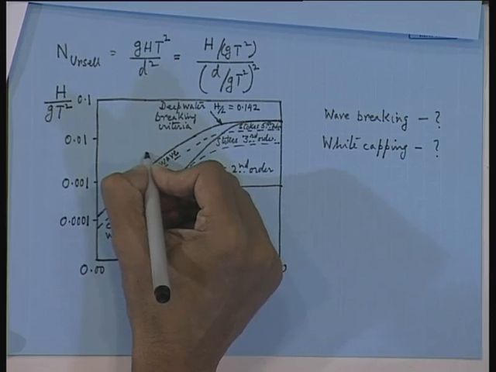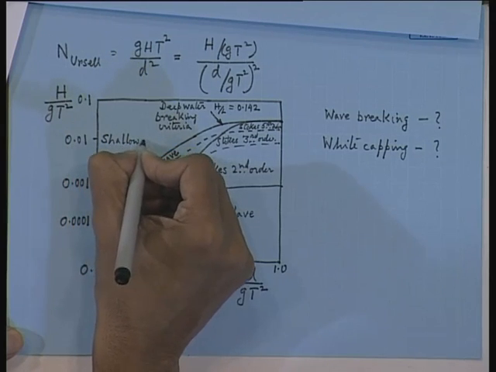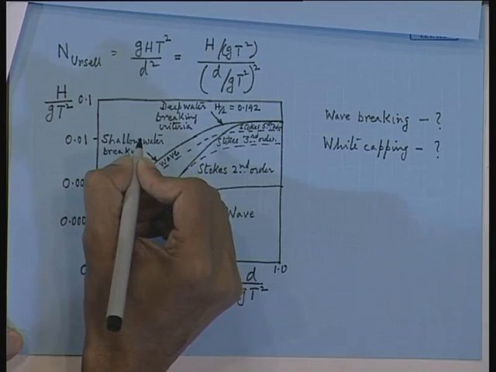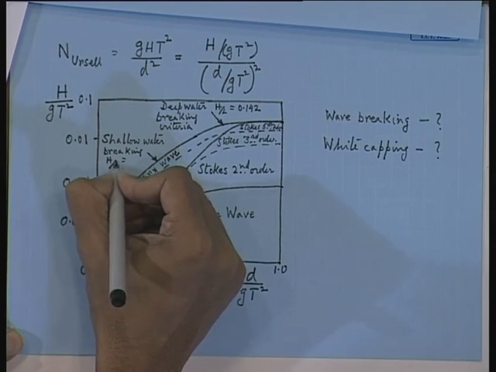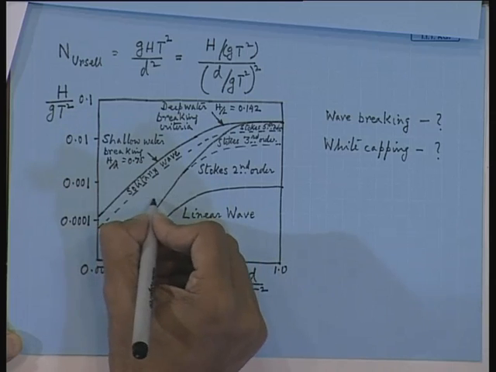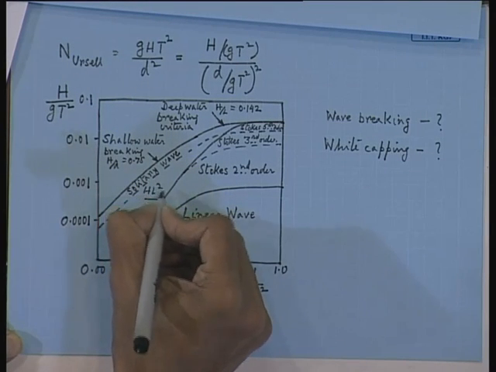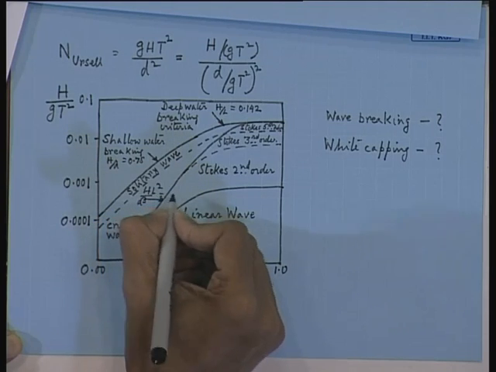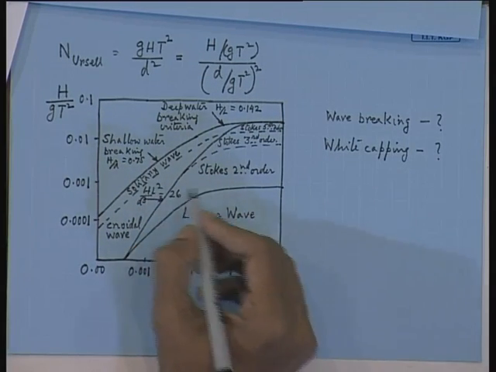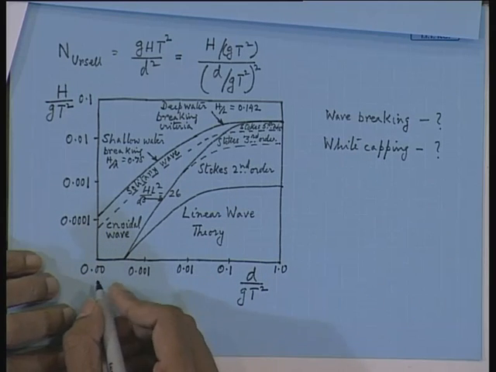The other one you will get is shallow water breaking. Now this happens at H by D equals 0.78. And this line is H L square by D cube. This value is 26. That is the Stokes limit. Beyond this you don't apply Stokes. You apply sinusoidal or solitary wave. So this is called range of applicability.